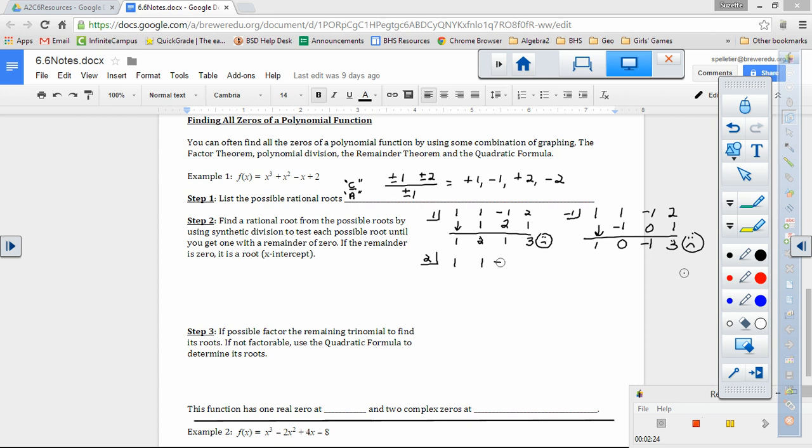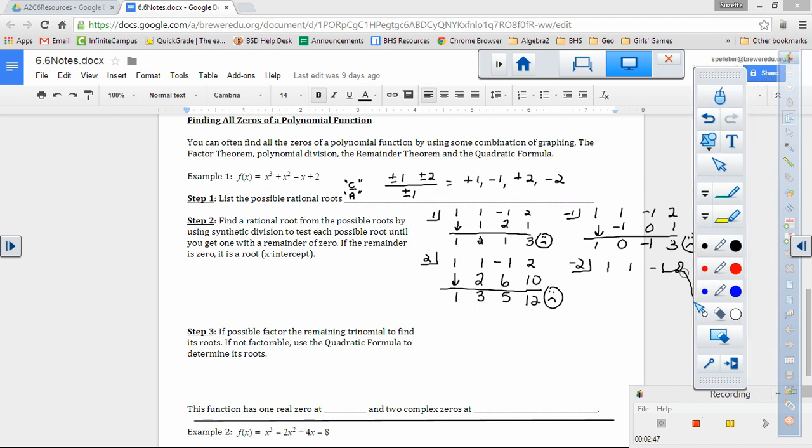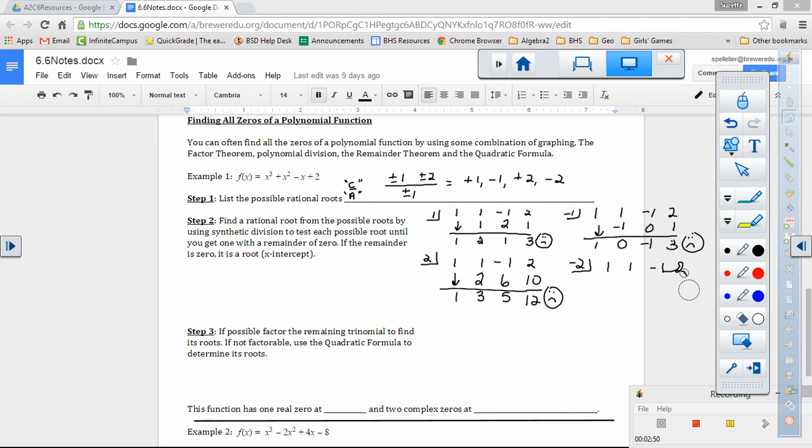Let's try 2. 1, 1, negative 1, and 2. Drop the 1. 2 times 1 is 2. Add them together, get 3. 3 times 2 is 6. Add them together, get 5. 5 times 2 is 10. Add them together, get 12. Boy, I sure hope that negative 2 works, because if it doesn't, we've made a mistake somewhere. Should you just assume? I hope not. You should not just assume. You should definitely check, okay?